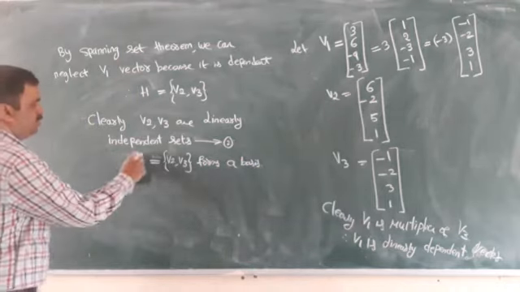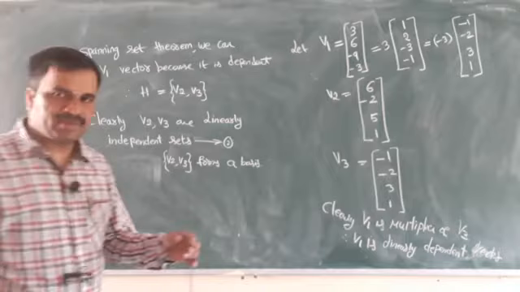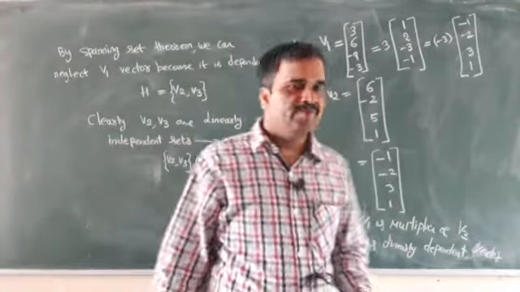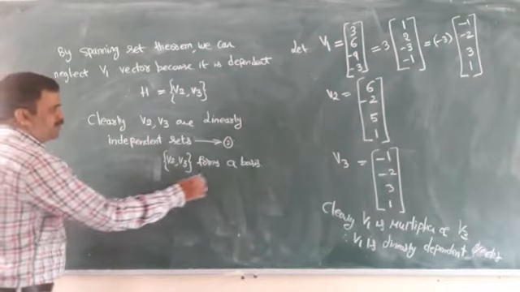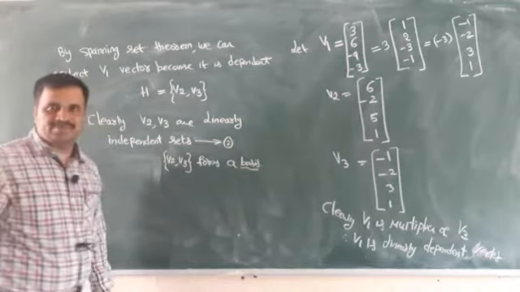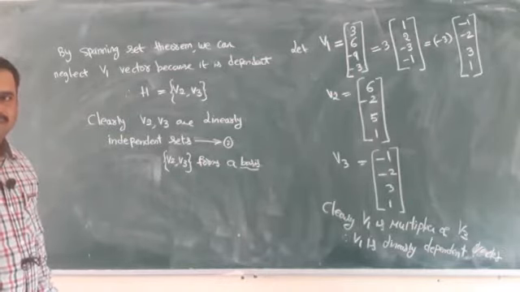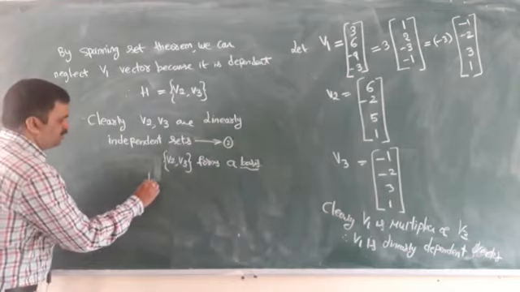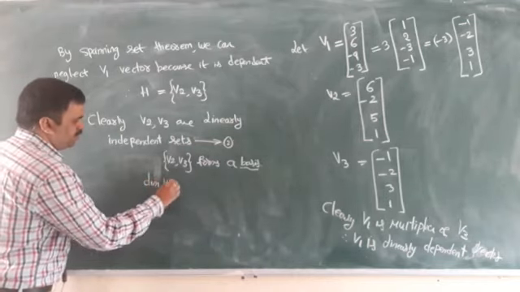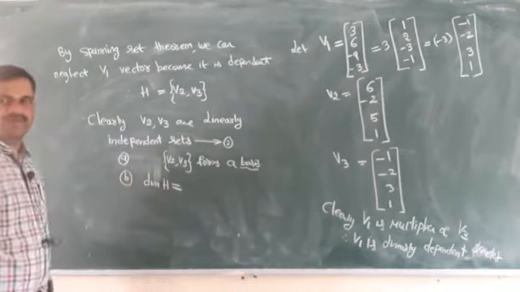These two vectors V2, V3 form a basis: linearly independent and span. So I got the basis. He asked for a basis. In order to get a basis, I have to prove linearly independent and span. And one more, I have to state the dimension of H.